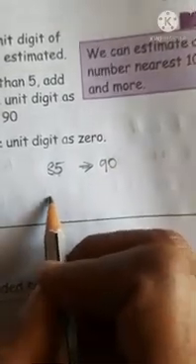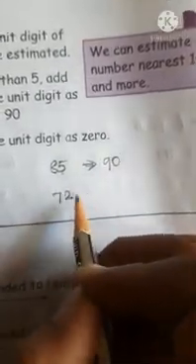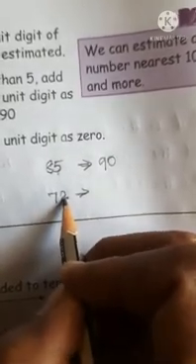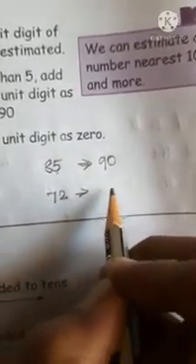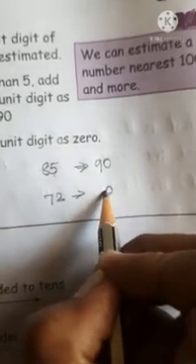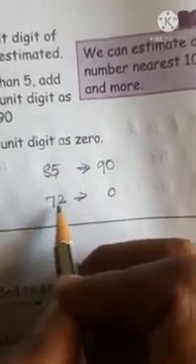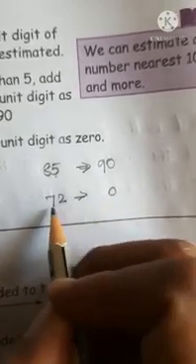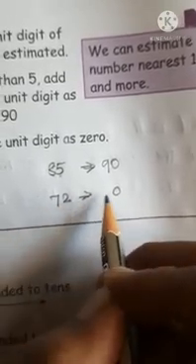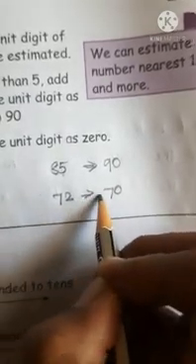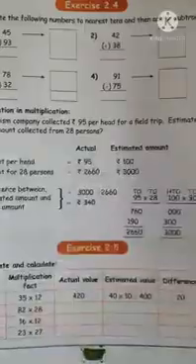For example, 72. If the ones place number is less than 5, just in the ones place we have to put 0 and the previous number as it is we have to write. We should not add any number to the previous number, just we have to write the previous number. So 72 is rounded to 70.